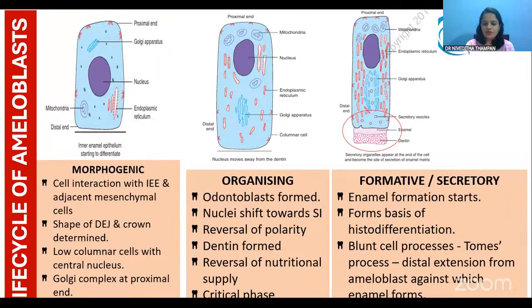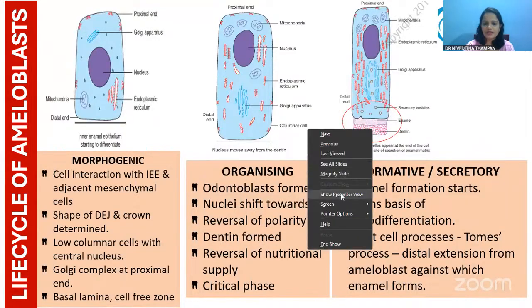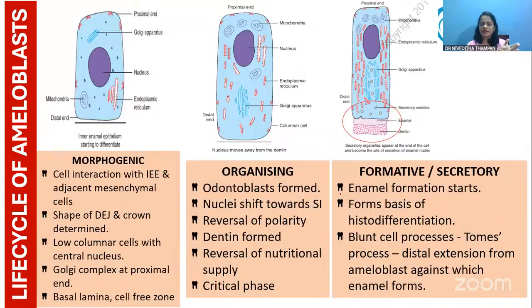Next is the organizing stage. In the organizing stage, as we already mentioned regarding enamel and dentin formation, the odontoblasts are getting formed. When the odontoblasts form and dentin is forming, the inner enamel epithelial cells become active and are converted to ameloblasts. A normal cell will be columnar like this, but an ameloblast will be very tall columnar. Normally the nucleus would be at the center of the cell, but look here, the nucleus is away from the basement membrane.